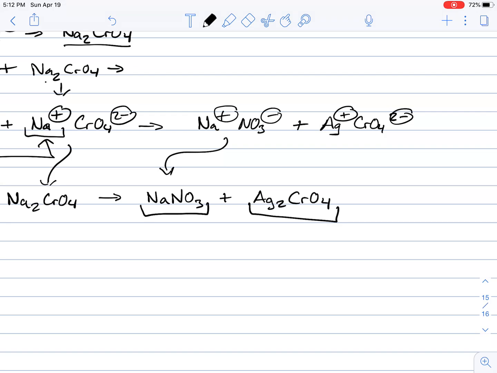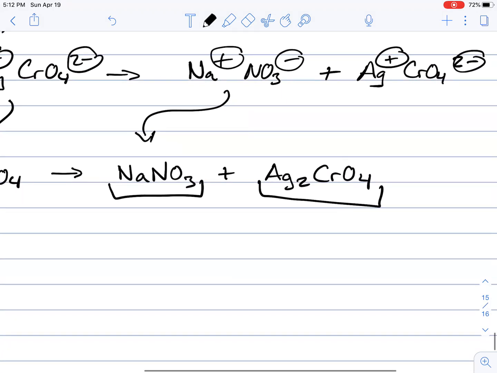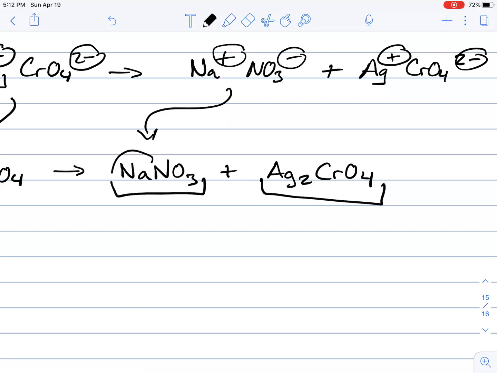Okay, and so let's go ahead and apply our solubility rules. So sodium and nitrate, if you look at their solubility rules, they're always soluble. And so this is going to be aqueous. So therefore, this cannot be the identity of our precipitate.